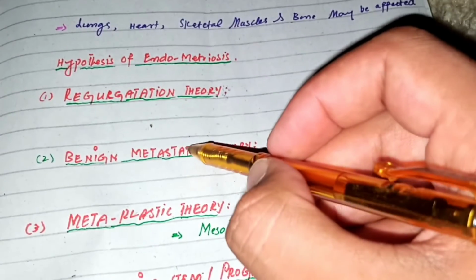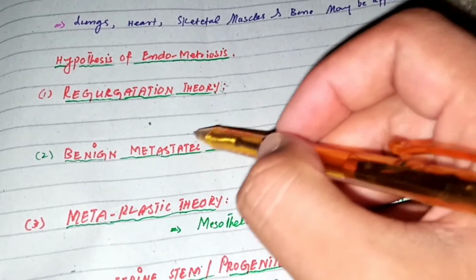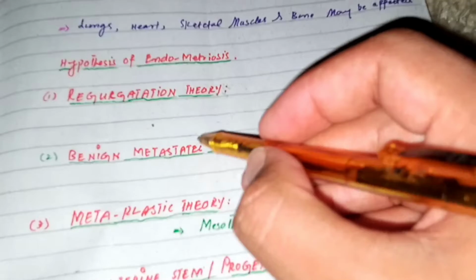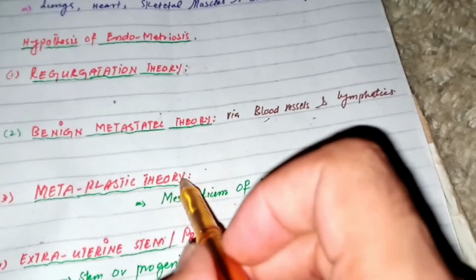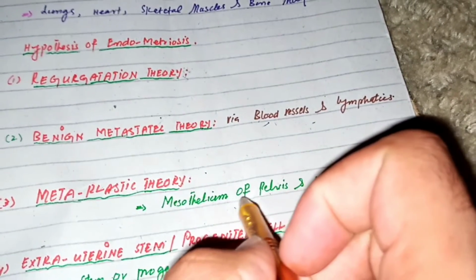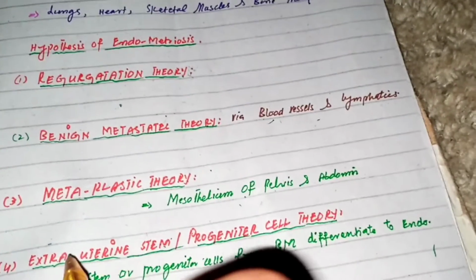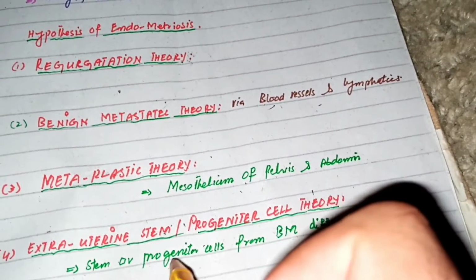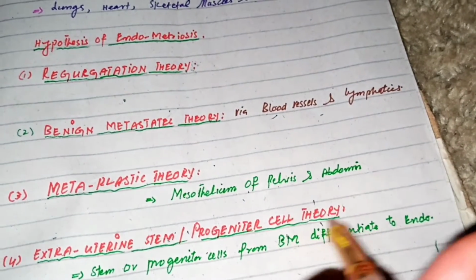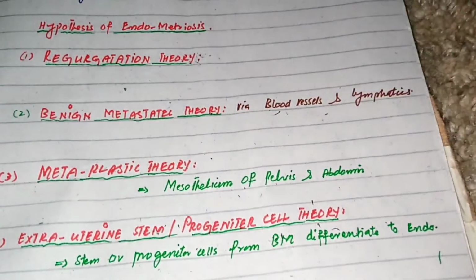The other is the benign metastatic theory. In the benign metastatic theory, the endometrial tissue is spread into areas other than the uterus through blood vessels and lymph vessels. The third theory is the metaplastic theory, in which the normal mesothelium of the pelvis and abdomen is converted into endometrial tissue. The other is the extrauterine stem or progenitor cell theory. It states that stem or progenitor cells produced in the bone marrow may convert into endometrium. The most common of these four is the regurgitation theory.